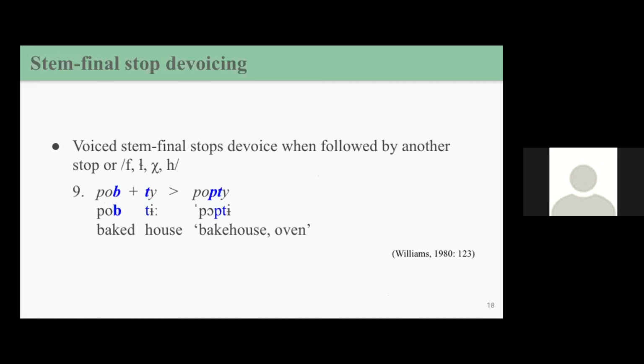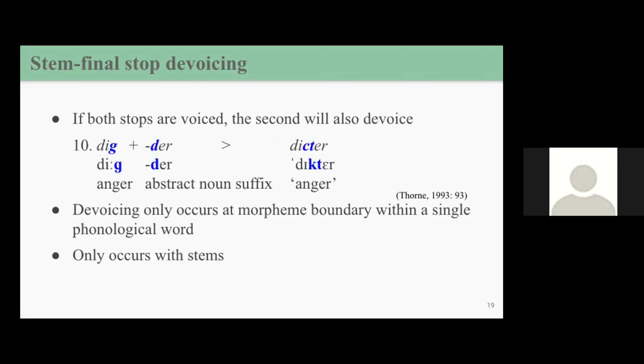Stem final devoicing, on the other hand, is basically the opposite process. Voiced stem final stops are devoiced when they're followed by this weird class of voiceless fricatives, except for sa and sha. If both stops are voiced, the second will also be voiced. Devoicing only occurs at a morpheme boundary within a single phonological word, and it only occurs at the end of stems. So it can occur with any sort of suffix, but there aren't that many that start with consonants. If you have a prefix that ends with a stop, it won't undergo devoicing.